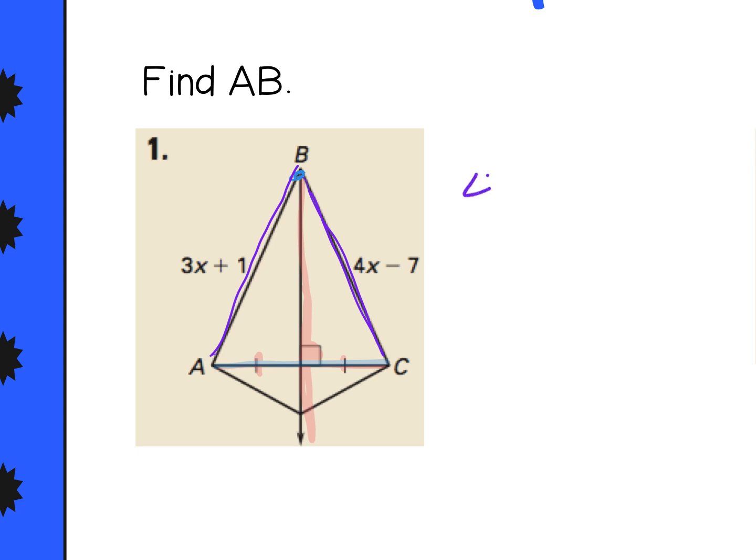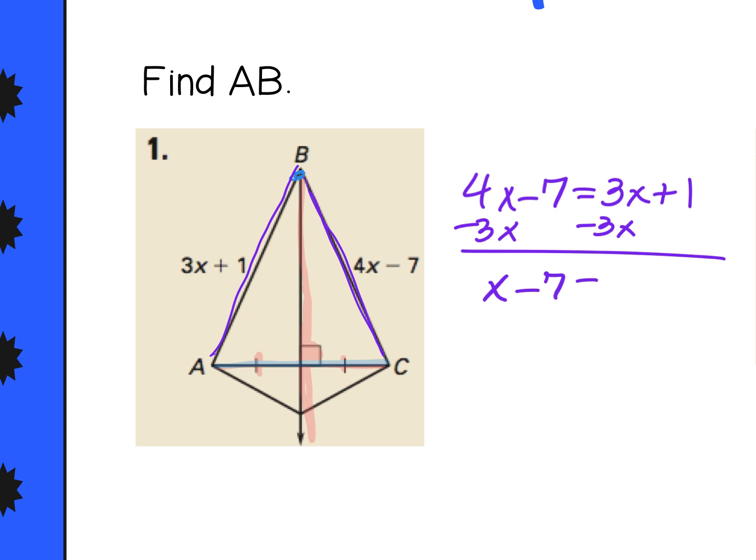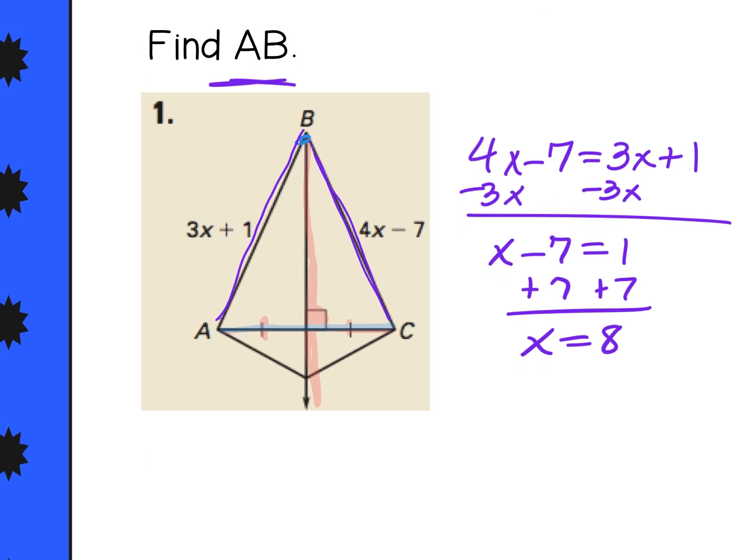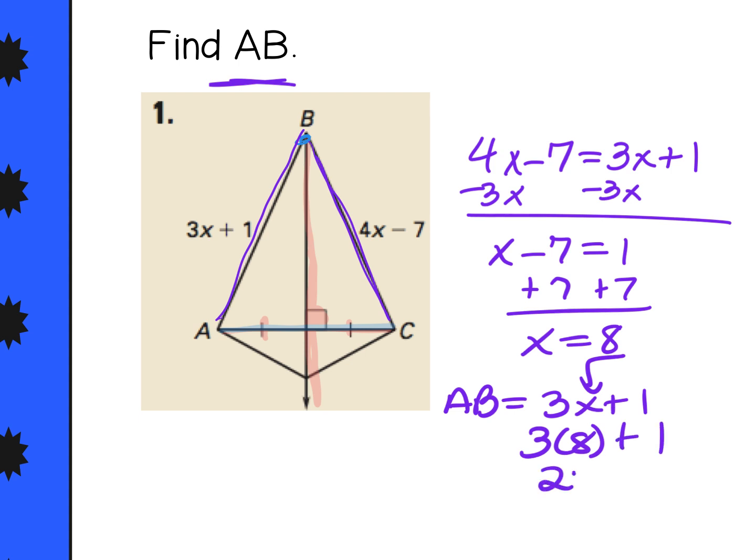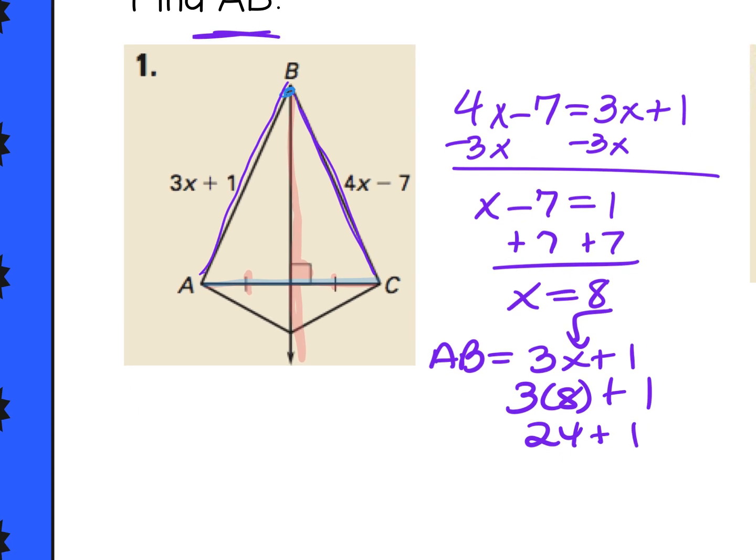So I'm going to be setting 4X minus 7 equal to 3X plus 1. I'll go ahead and subtract the 3X, and I get X minus 7 equals 1. Add the 7, and I get X equals 8. Now, it didn't ask for X, so be very careful on the test to read what it's asking for. It wanted AB, and remember AB was the 3X plus 1. So I'm going to take my 8, plug it in, and do 3 times 8, and then add 1. So the length of AB is 25.